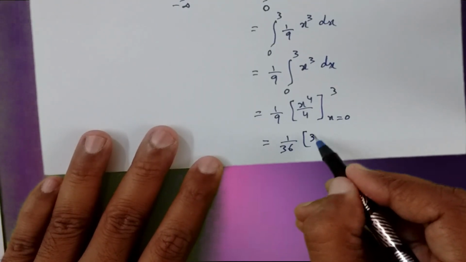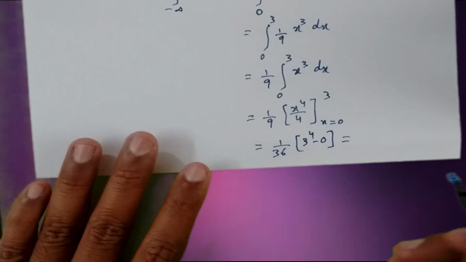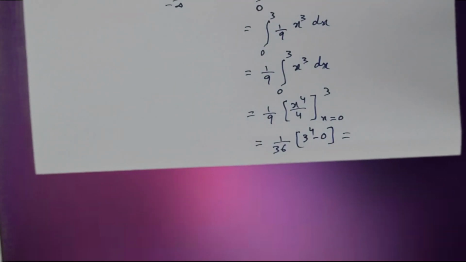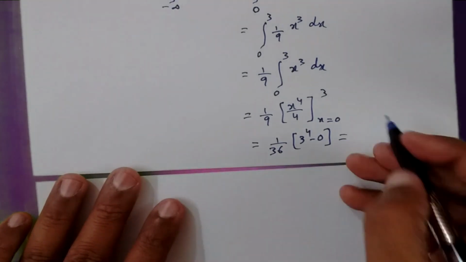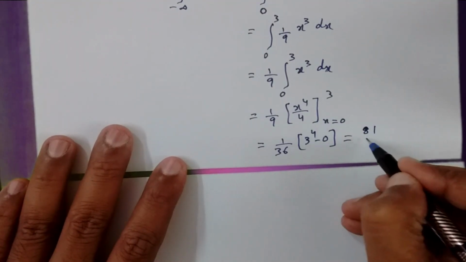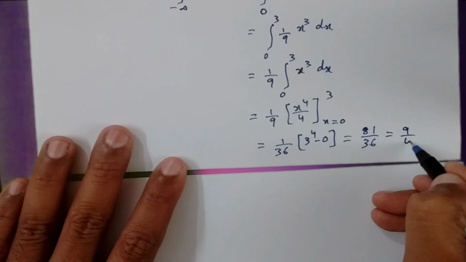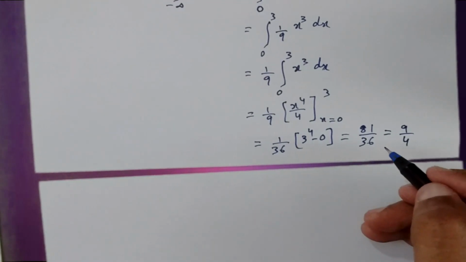Upper limit value will be 3 power of 4 minus lower limit value will be 0. Or you can just simplify that one and write down, it will be how much? 81. 3 power of 4, 81 by 36. Or if we cancel out, we'll be getting 9 by 4. Alright, that is the fourth result.